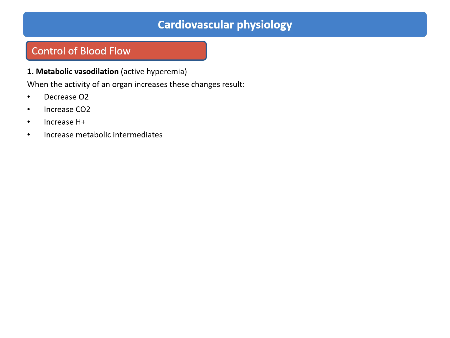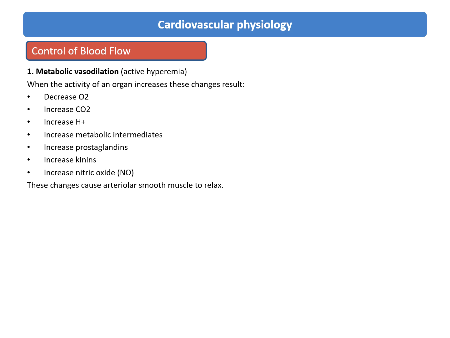There's an increase in metabolic intermediates, an increase in the secretion of prostaglandins, signal molecules, an increase in kinin secretion, another type of signal molecule. There's also an increase in another hormone called nitric oxide. All of these changes relax arterial or smooth muscle, and when that happens, the arterioles dilate. Why do they dilate? Because the blood pressure within them forces the walls outward. The organ receives increased blood.